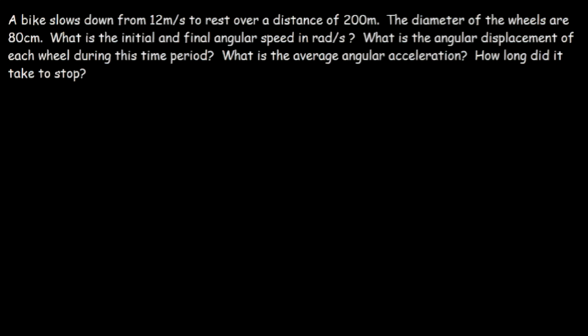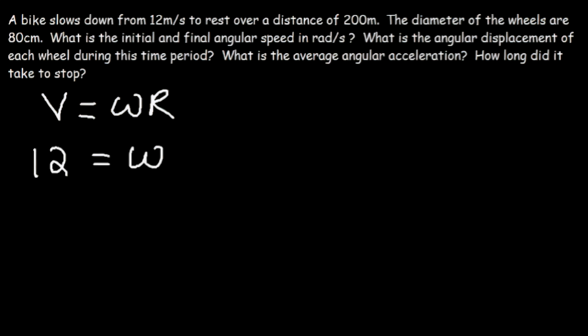A bike slows down from 12 meters per second to rest over a distance of 200 meters. The diameter of the wheels is 80 centimeters. What is the initial and final angular speed in radians per second? So let's begin. We know that v is equal to omega times r. Now, the final speed we know is 0. So the final angular speed must also be 0. The initial speed is 12 meters per second. So let's solve for the initial angular speed.